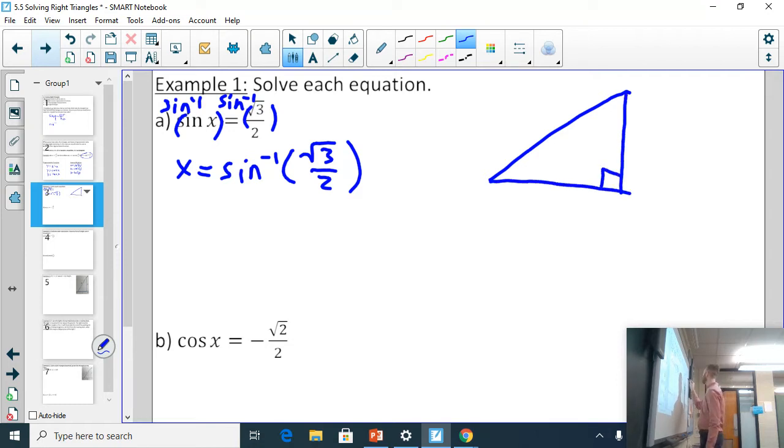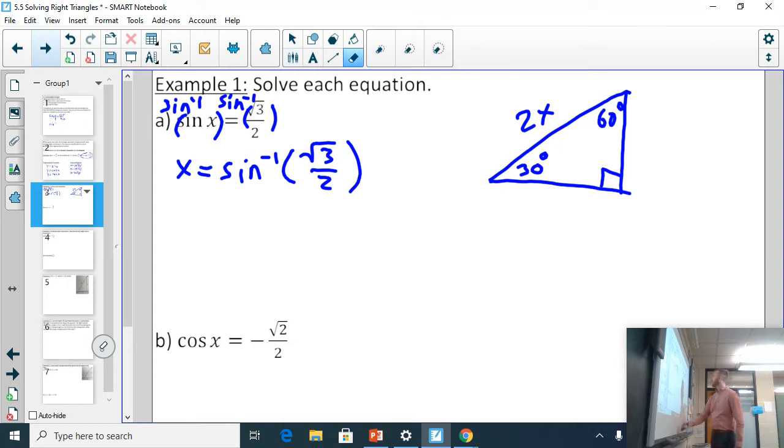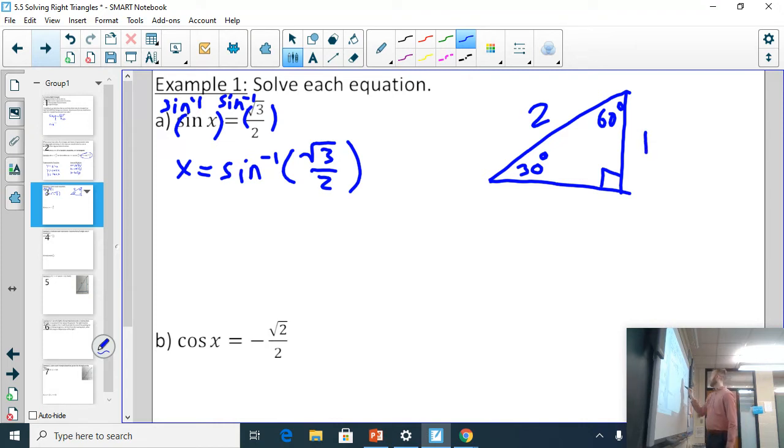Our 30, 60, 90, let's say that is 60, and that's 30 degrees. Then we know our hypotenuse is 2x, or you could just write it as 2. We know that the small side is 1 and that this side is square root of 3. So which sine gives us square root of 3 over 2? And it better be of 60 degrees, right? Opposite of 60, opposite over hypotenuse. So 60 degrees is our answer there.